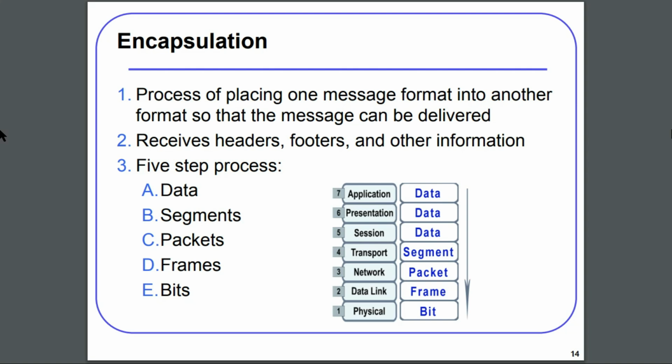As you can see in the picture, in the physical layer, the step is bits, data link is frames, network is packets, transport is segments, and for session, presentation, and application, the process is data. So let's move to the next slide.